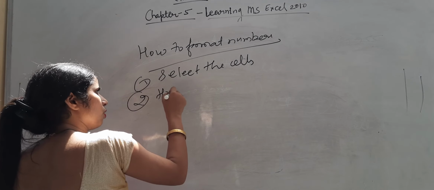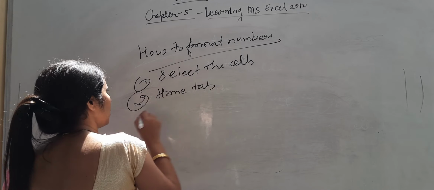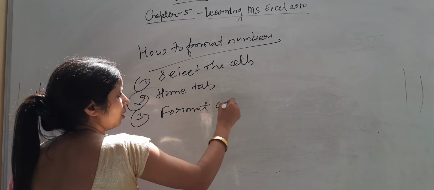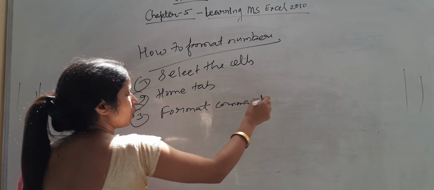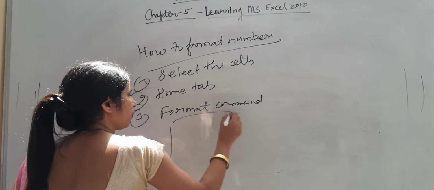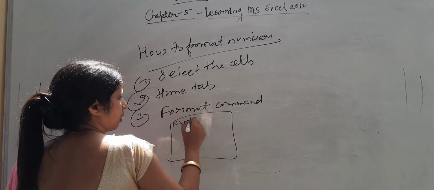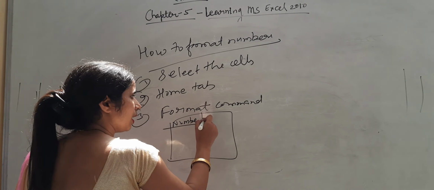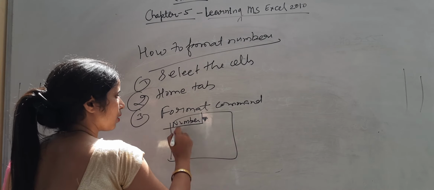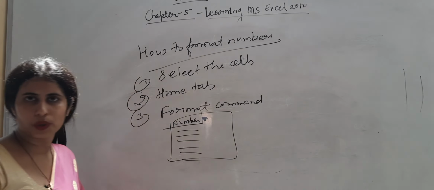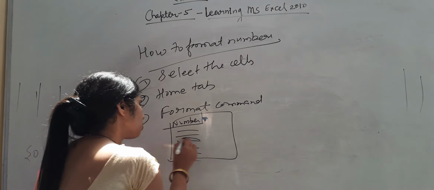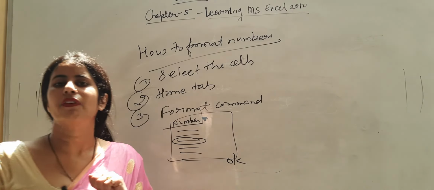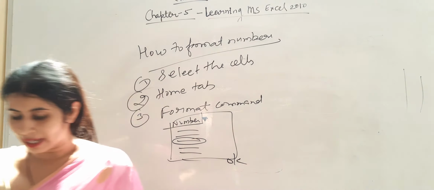Second, click on the Home tab. Third, click on the Format command. When you click on the Format command, you will find a box there, and here you will find Number. On the right side you will find an arrow. When you click on this arrow, it will show you all the number formats. Choose any of the number formats and click OK. In this way you are able to format the numbers.